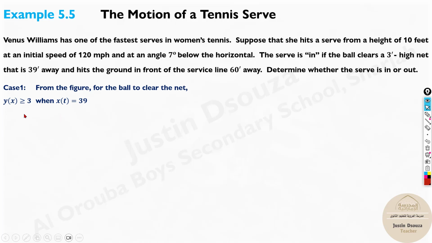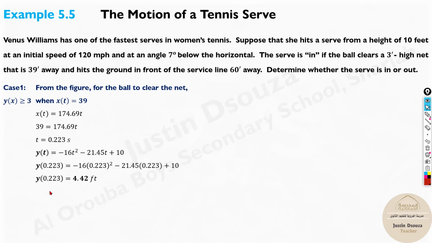First case, x of t is the equation we just found for the horizontal position. Substitute x of t as 39, because we saw the net is 39 feet. Now solve for time, it is 0.223. Then put this in the vertical position, that is the height. When you solve that, you will get 4.42 feet. The net was 3 feet high, and this is more than that, so it's fine. The ball is high enough to clear the net.